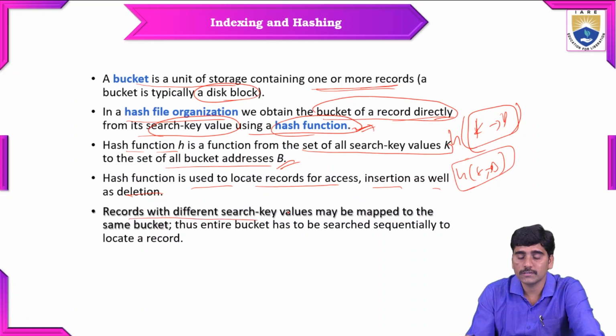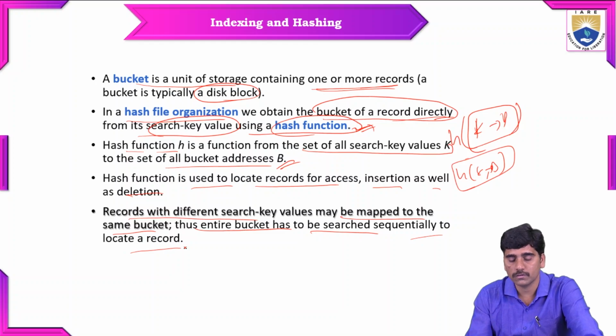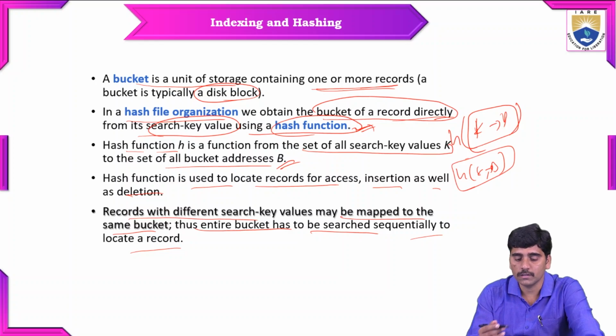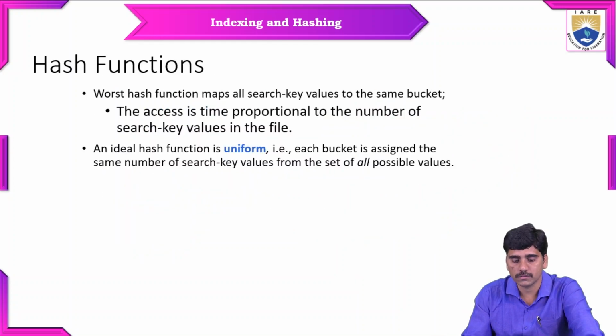Records with different search key values may be mapped to the same bucket. Thus, the entire bucket has to be searched sequentially to locate a record.